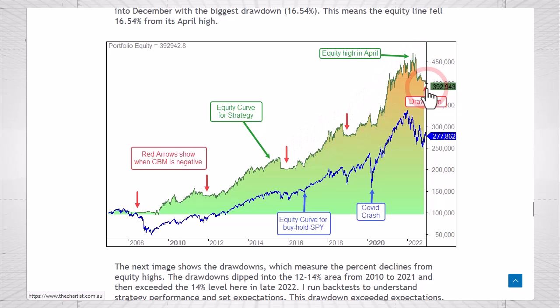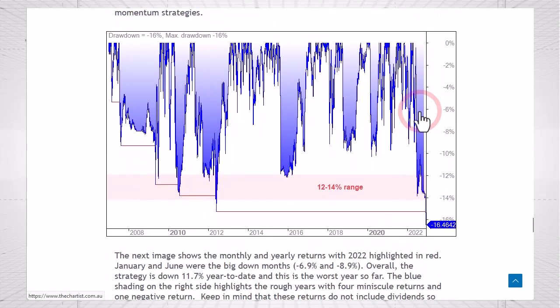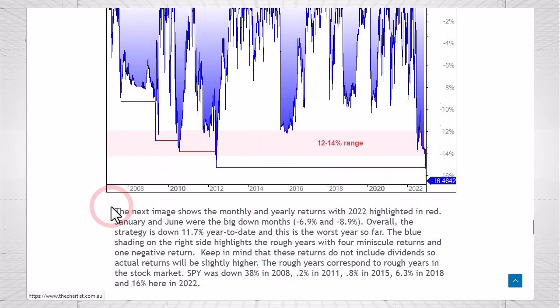So here we see the drawdown, and I quantified that drawdown. You can see it's 16.46%. You know, previously the drawdown stopped short in that 12 to 14% range, but 2022 has been a very rough year, as I said. So we've got the biggest drawdown since the strategy was back tested in 2007.